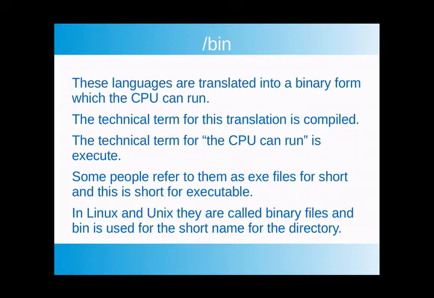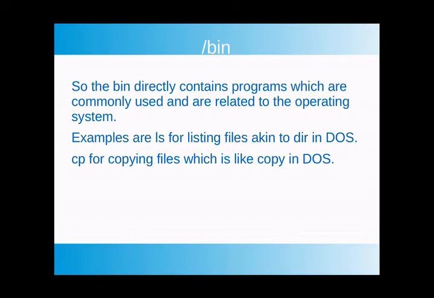In some systems you will see the word executable files, and the short form is exe files. In Linux and Unix they are called binary files, and bin is used for the short name of the directory. Some people might call them bin files too. So the bin directory, which is /bin, contains the commonly used files related to the operating system. For example, ls is like dir in DOS, for listing files, and cp is the short form for copy, like in DOS, if you have a DOS background.